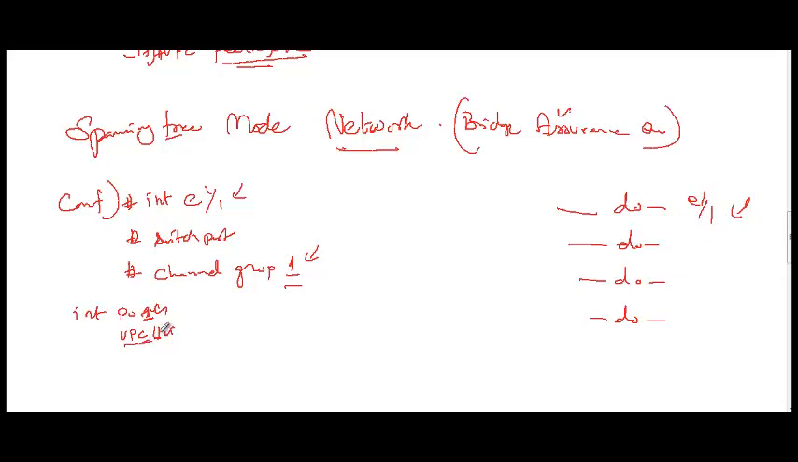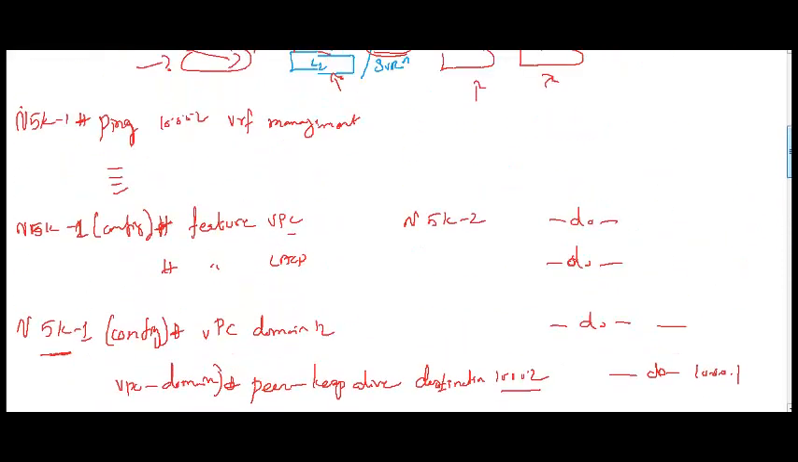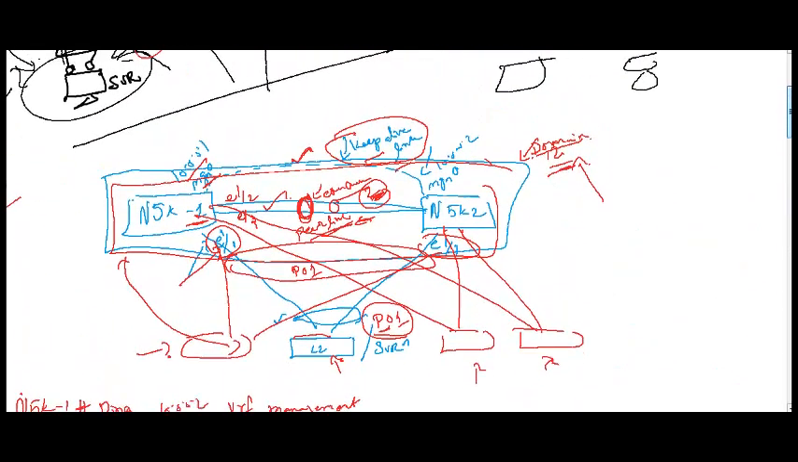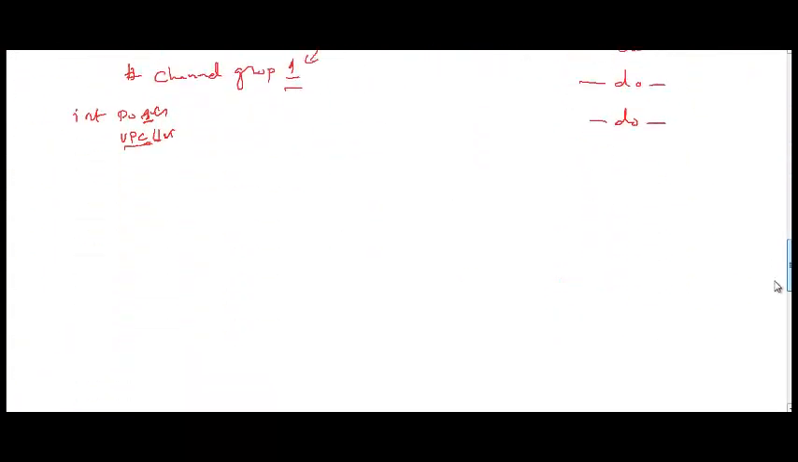So this is how the VPC can be configured when we have a server or a switch as a downstream. The next thing we are going to do is the same diagram. Same configuration, everything. Okay, so let me redraw again. Same diagram, I am drawing it again.